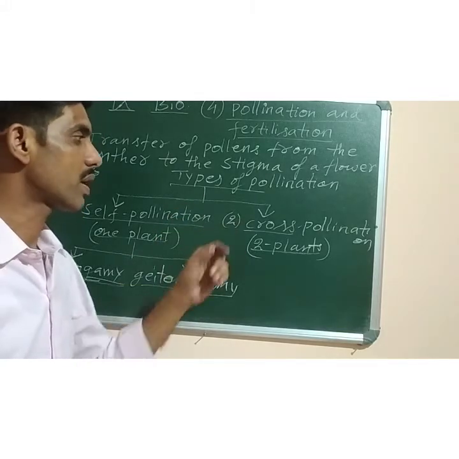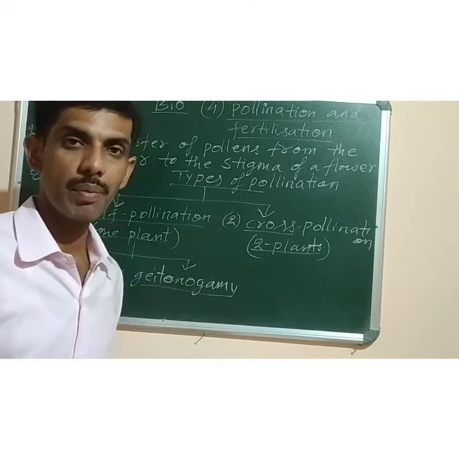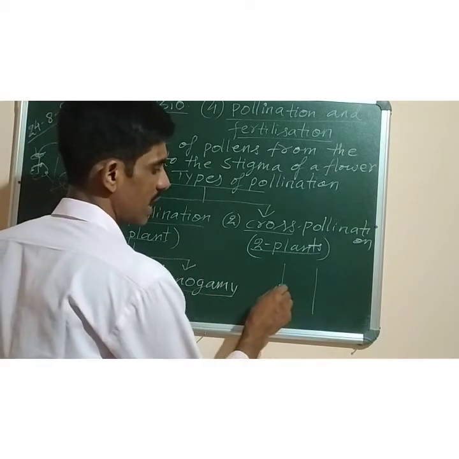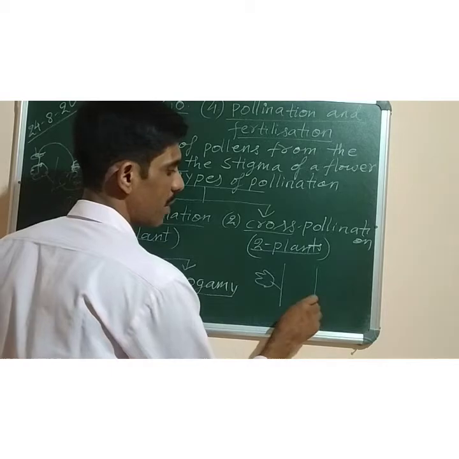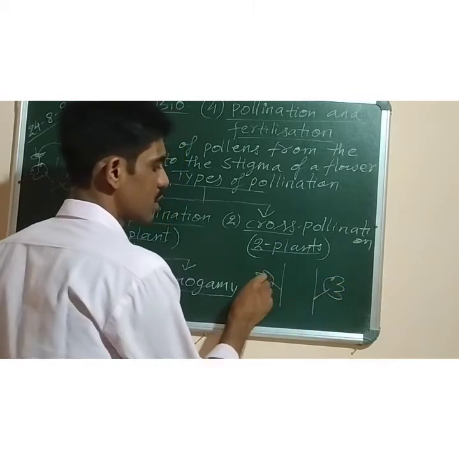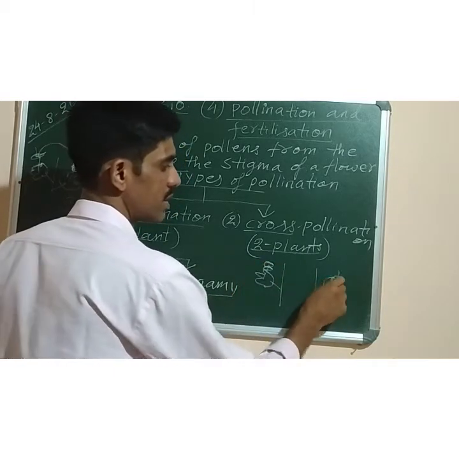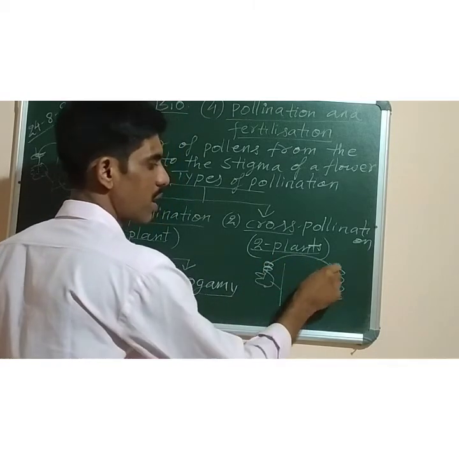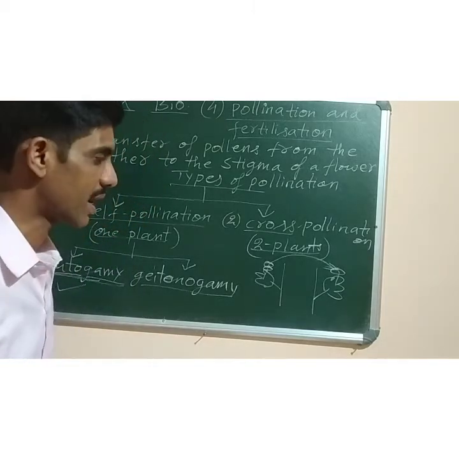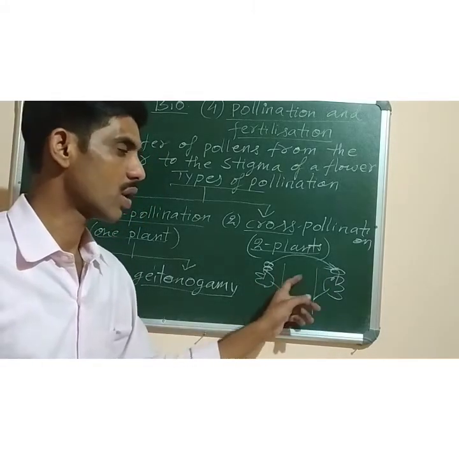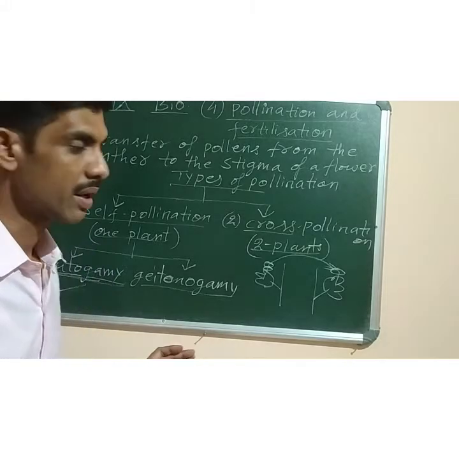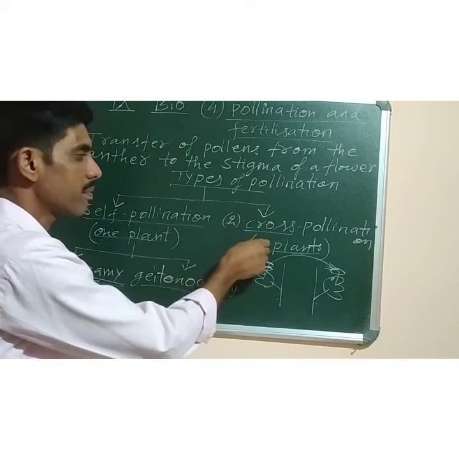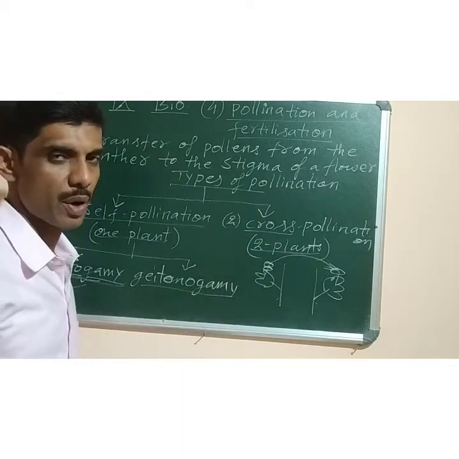Whereas cross-pollination is also known as allogamy, the other name. And in cross-pollination, two different plants are there. Like this one is one plant bearing one flower, another plant bearing another flower here. So from here the anther, here is the stigma. So from this flower the pollens are transferred to the stigma of another flower. So this process is called cross-pollination. Understood? Cross-pollination means in which two different plants are there. In both of them, there is transfer of pollen grains from anther to stigma.